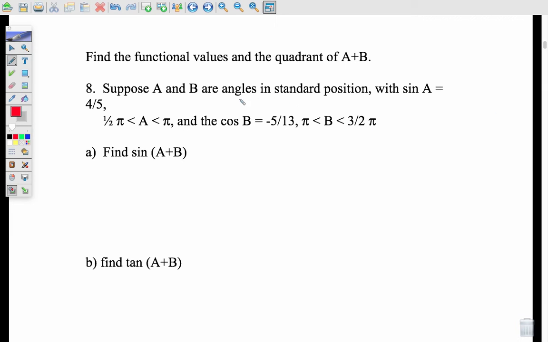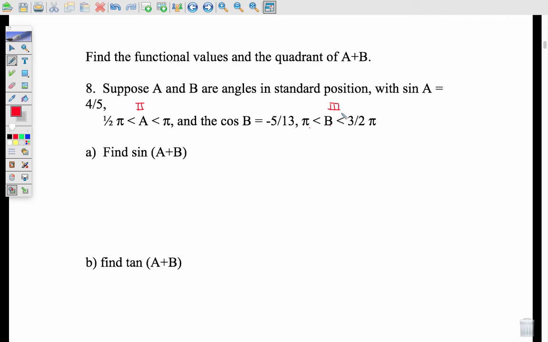So just to make sure we're crystal clear on that idea, we have that a second time here. A and B are angles in standard position. Sine of angle A is 4/5. Cosine of angle B is negative 5/13. Angle A falls between pi/2 and pi. I hope we would all agree that would put us in quadrant 2.